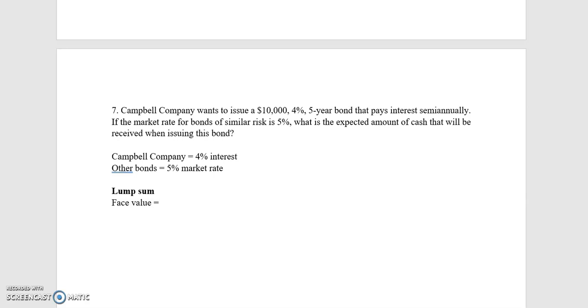So keep in mind when we're dealing with bonds, the person issuing the bond has to pay interest over time, and then at the end of its life, they're going to have to pay back the face of the bond, which is the lump sum. So we have a lump sum, which is the face value, that $10,000, and we also have an ordinary annuity. The ordinary annuity are the cash flows for the interest payments.